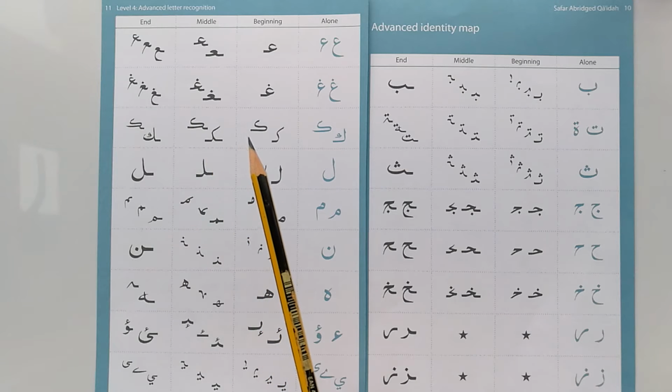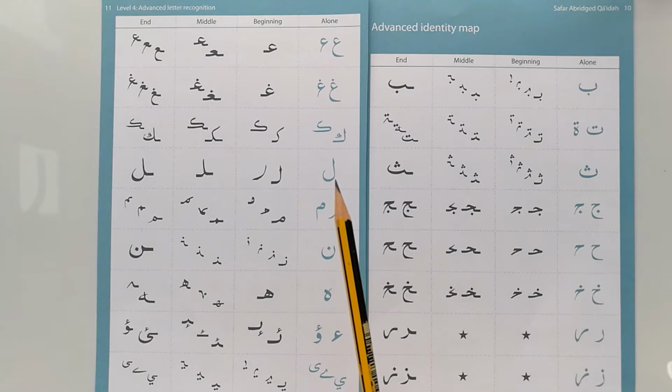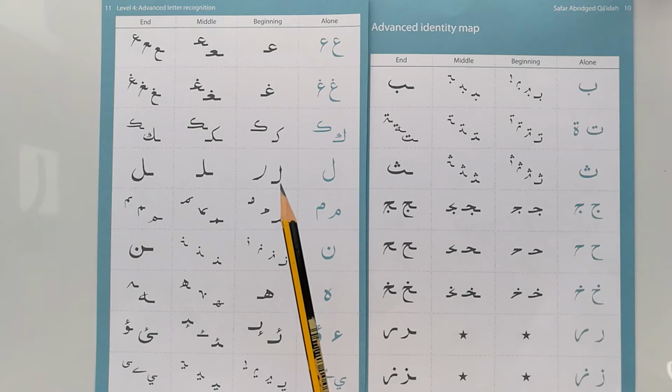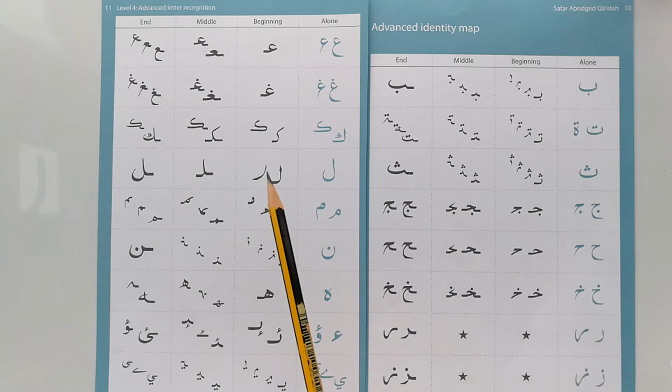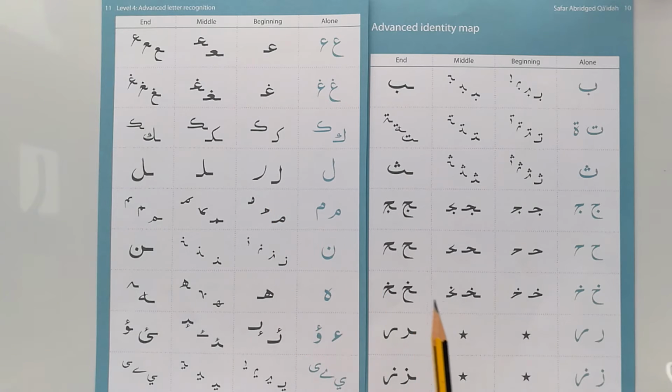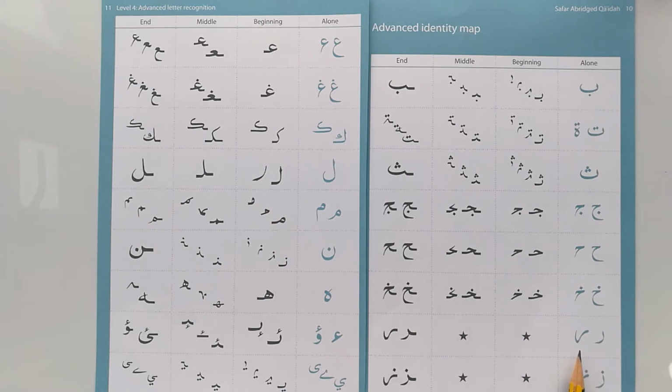And then moving on to lam. There's just this. I suppose if you're not paying attention, you could mistake this for a raw. But if you look carefully at the raw here, or here, or here, it doesn't quite have that same shape.